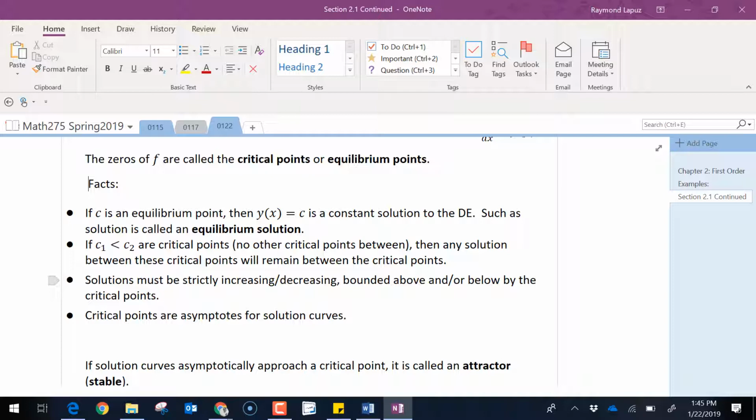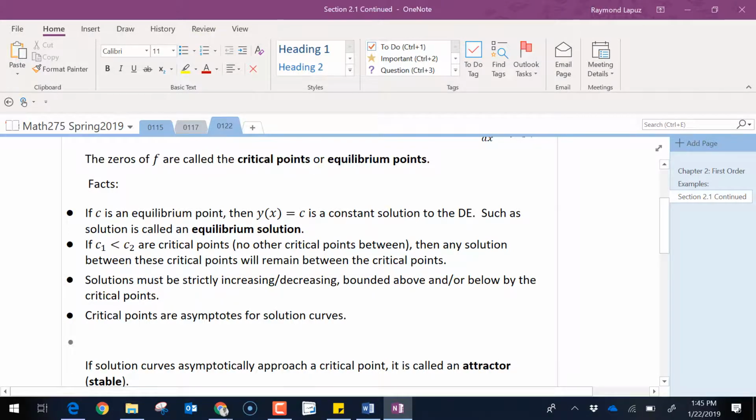In other words, we're not going to have a solution curve that goes up and then comes back down, like the circle. We're not going to have any of those types of things. It's either going to be strictly increasing or strictly decreasing. Critical points are asymptotes. So the critical points that we find from the autonomous differential equation are actually going to be asymptotes.